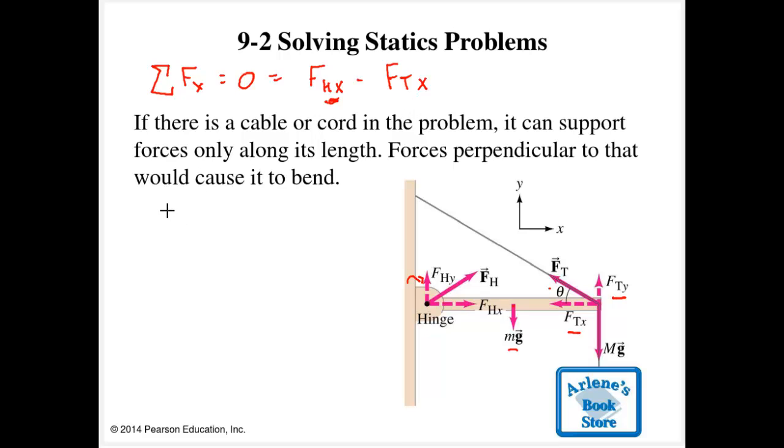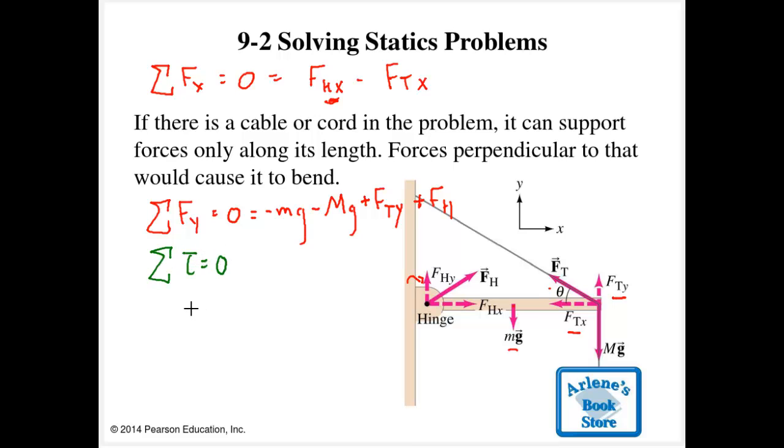Then what we want to do is say what are all the forces in the y direction. Those also need to sum up to be 0. So we're going to have the mass of the beam in the downwards direction, the mass of the sign in the downwards direction, and the force of tension in the y direction, and then the force of the hinge in the positive direction.